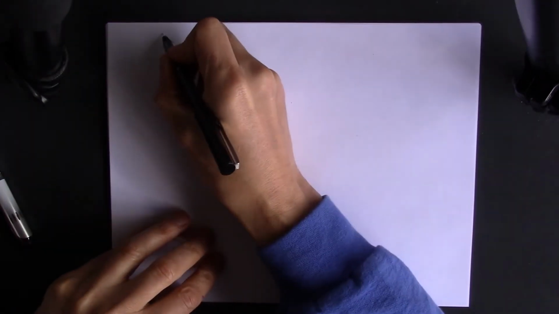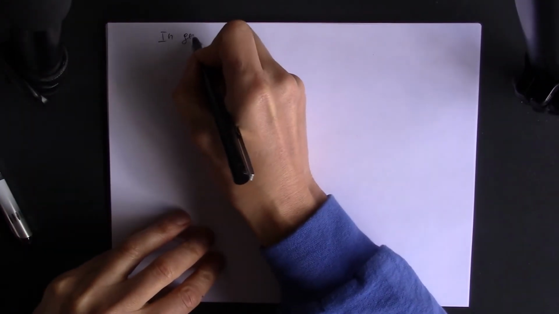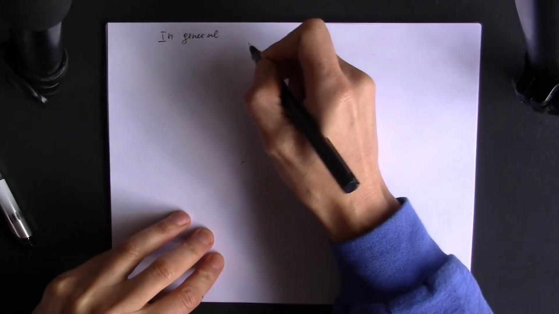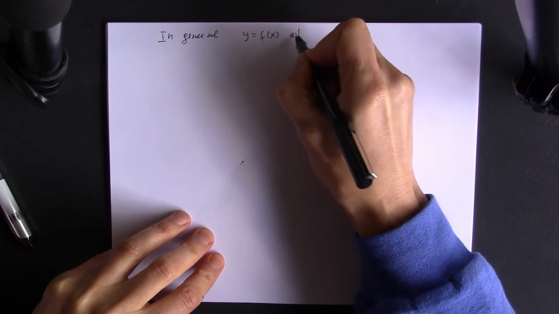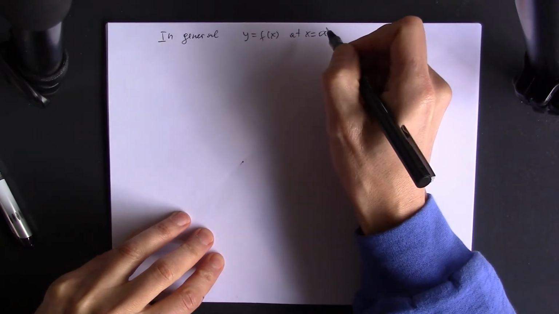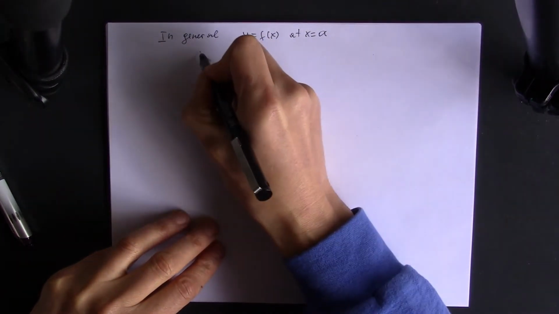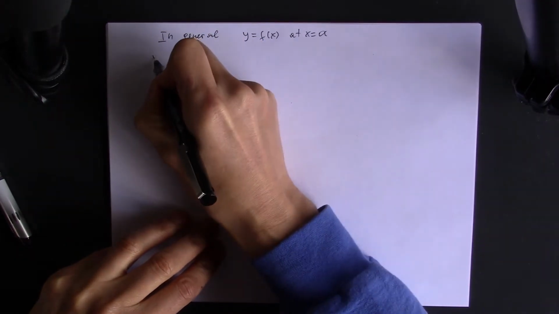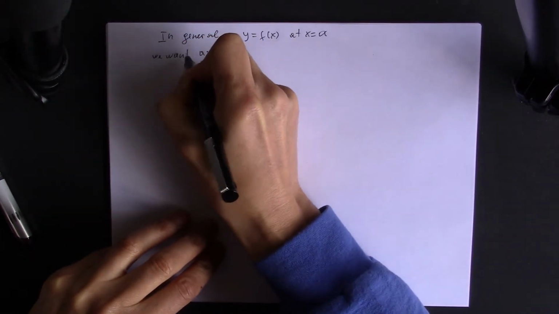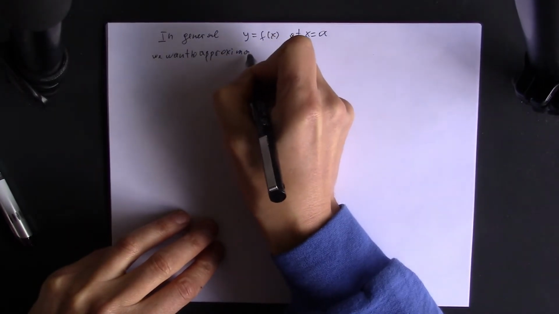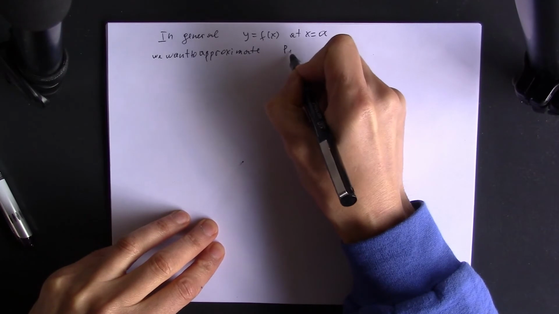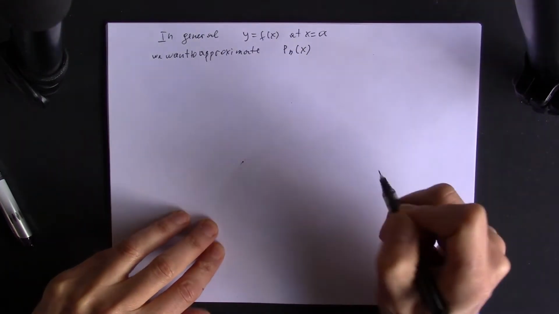In general, if we're working with function y equals f of x at x equals a, and we want to approximate it using polynomial approximation Pn of x.